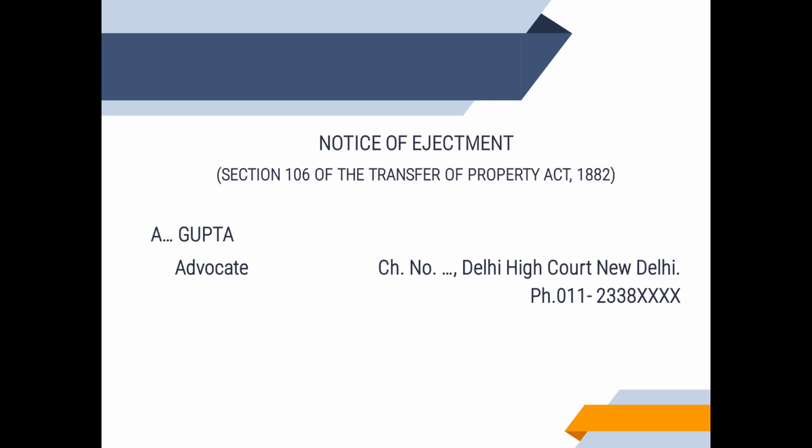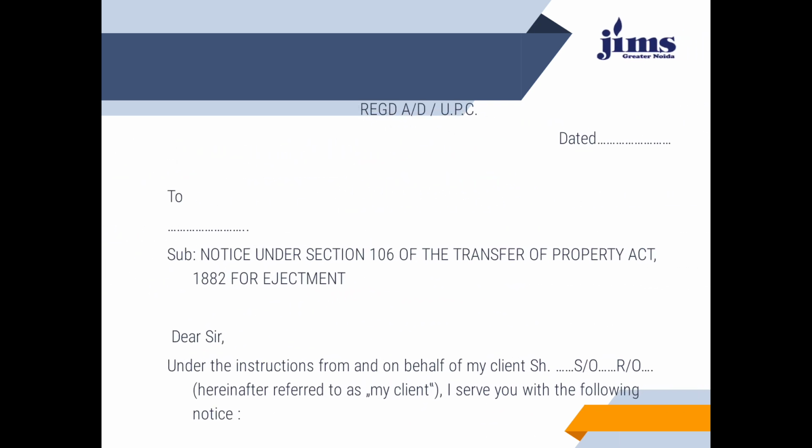Then let's see what the structure of the notice will be. It will start like this: notice of ejectment under section 106 of the Transfer of Property Act 1882. Then the name of the advocate, and then the details, here meaning the address of the chamber. Obviously, here I have taken the example of Delhi High Court, and the phone number of the advocate. Then the registered AD number must be mentioned.